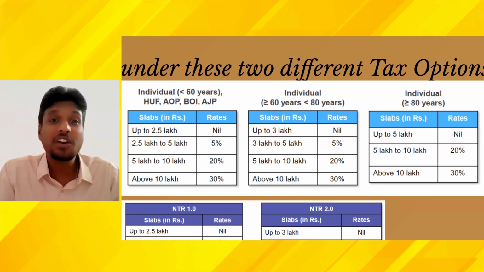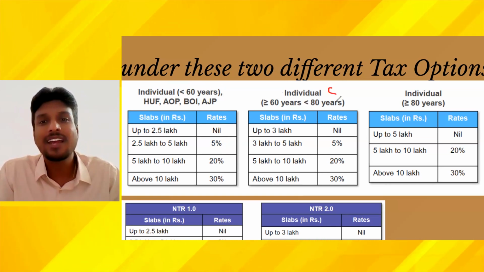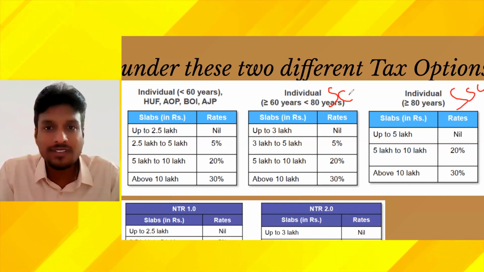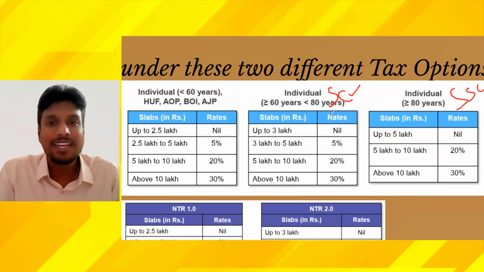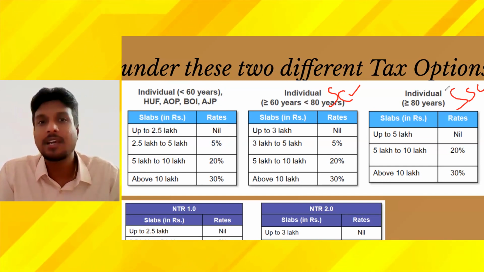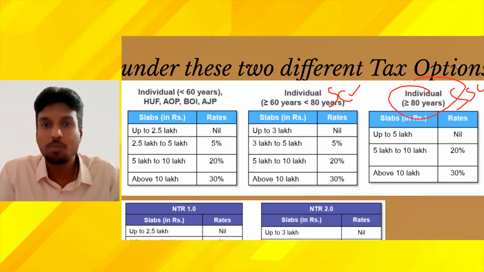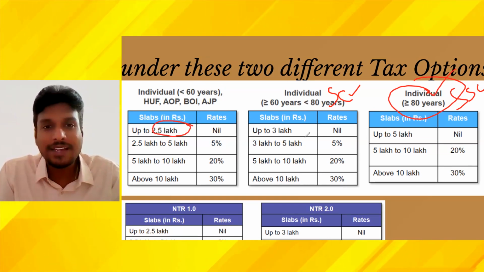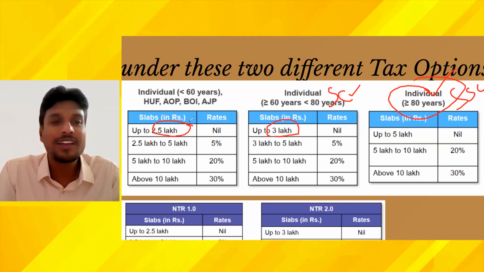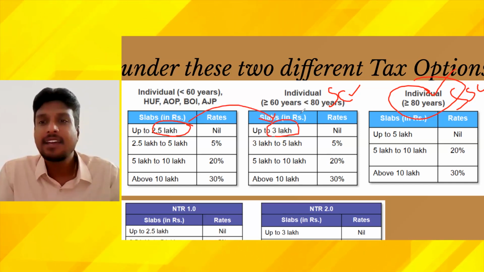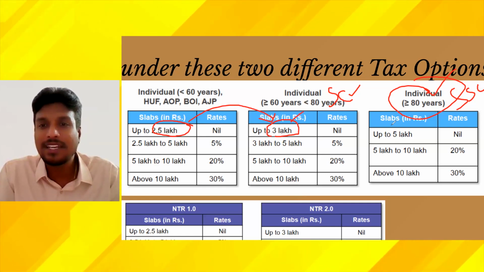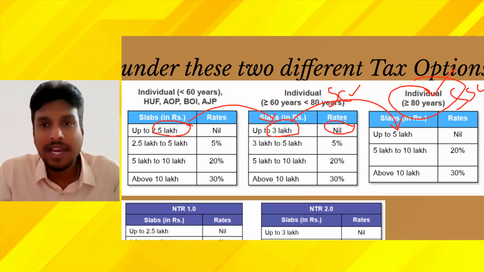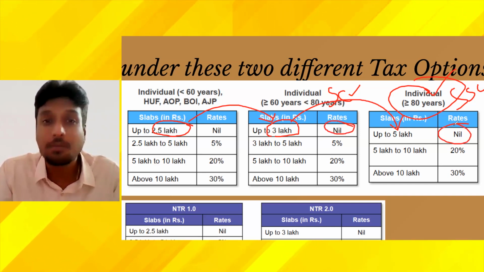Now, having said this, we had a variation of this for senior citizens and super senior citizens. Anybody aged more than 60 years but less than 80 years is called a senior citizen. Anybody aged more than 80 years is called a super senior citizen. In the normal category, everybody used to get 2.5 lakh nil. But in case of senior citizen, this 2.5 lakh is increased to 3 lakh, and in case of super senior citizen, this 3 lakh has been increased to 5 lakh. Thereby, senior citizens need not pay tax up to 3 lakhs, and super senior citizens need not pay tax up to 5 lakhs.